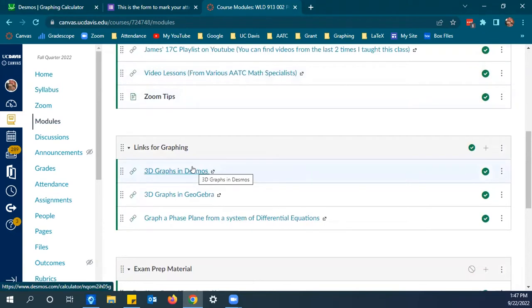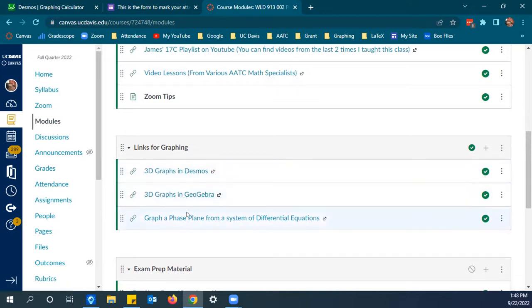So here's a link to, it's not like Desmos's 3D graphing. It is like a little application someone made up in Desmos for 3D graphing, which is useful. I think it's kind of neat. 3D graphs in GeoGebra is probably better though. These are just like the more official one.